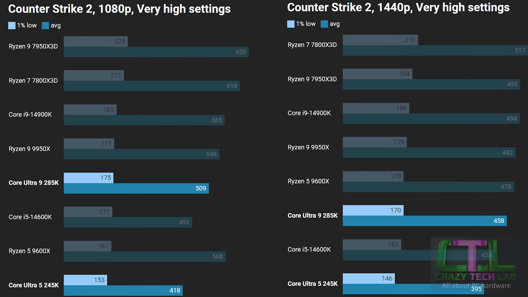Moving on to our last game test now then, and Counter-Strike 2, again another situation which really doesn't favour the Core Ultra series of processors. So the Core Ultra 5 245K languishing at the bottom of the graph in both tests, significantly slower than the Ryzen 5 9600X and the Core i5 14600K, and it was the same situation at 1440p as well. The Core Ultra 9 285K does a little bit better, but still the Core i9 14900K and the X3D models offering significantly higher frame rates at both resolutions.